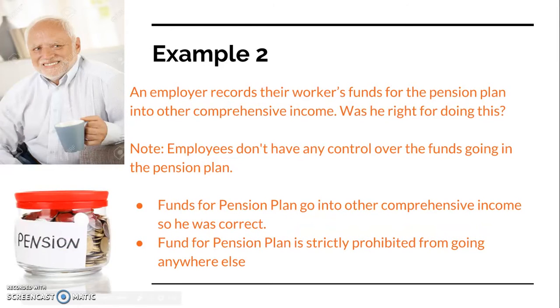Example 2. An employer records the workers' funds for the pension plan into other comprehensive income. Was he right for doing this? Keep in mind that employees have no control over their pension plan funds. Well, although this is the case, he was in fact right for recording in the OCI. Pension plan funds, basically retirement funds, are not considered by many as income as they have absolutely no control over it, but it helps for their future. So recording other comprehensive income may throw people off, but it's the right thing to do.